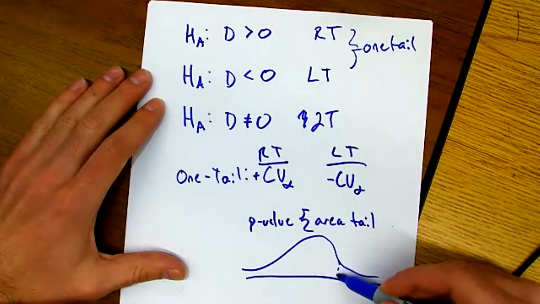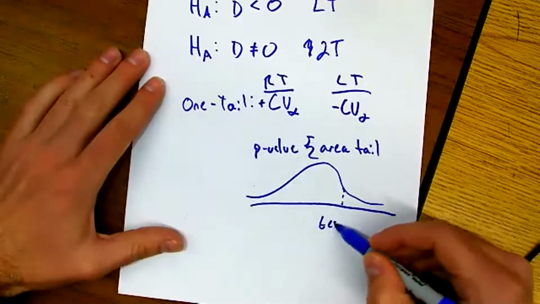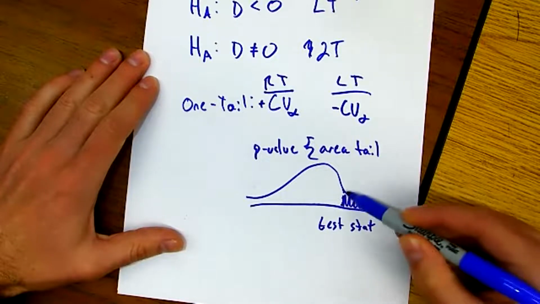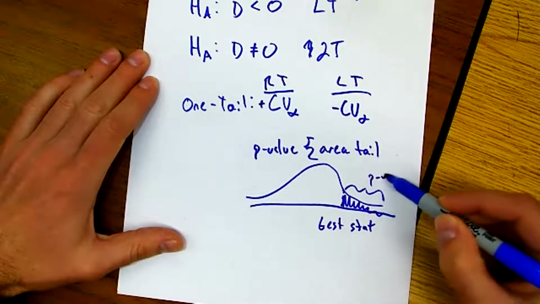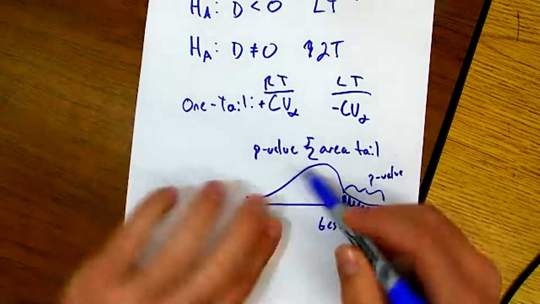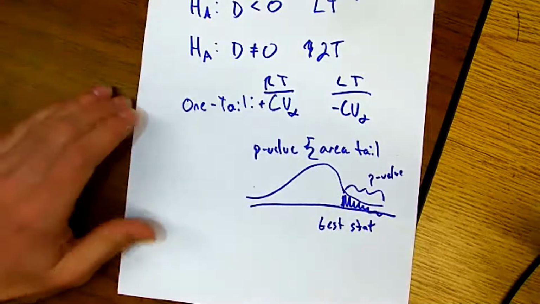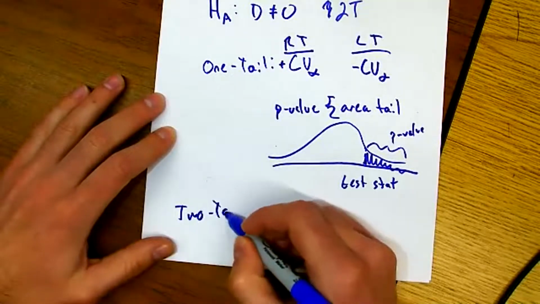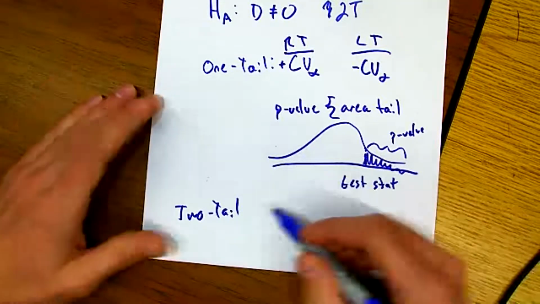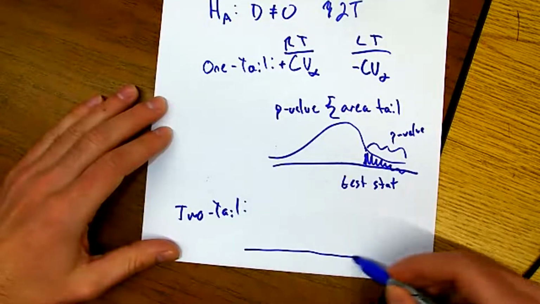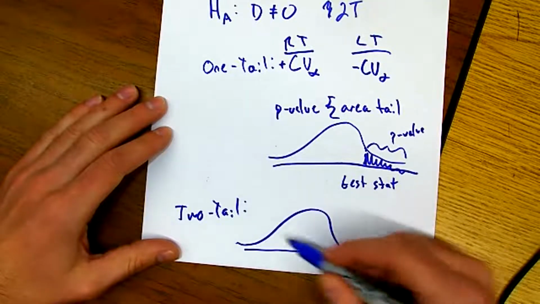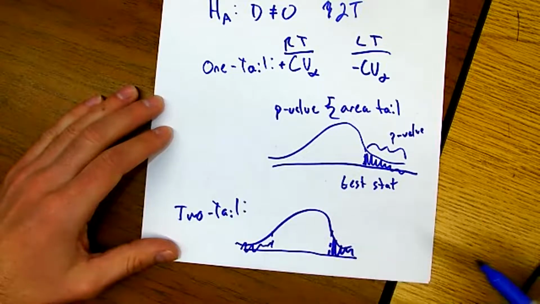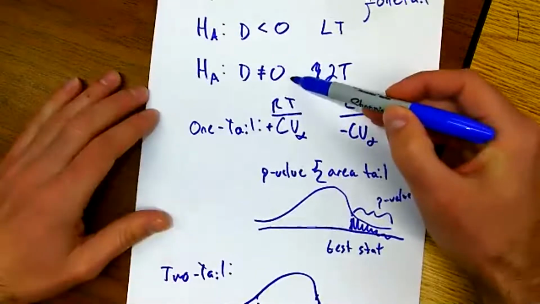If it was a right tail test, once you find that test statistic, your p-value is just the area in the right tail. And if it's a left tail test, you'd have your test statistic, and it's the area in the left tail. Now, if you have a two-tailed test, what I need is 2 values, because both sides could potentially go against the null.